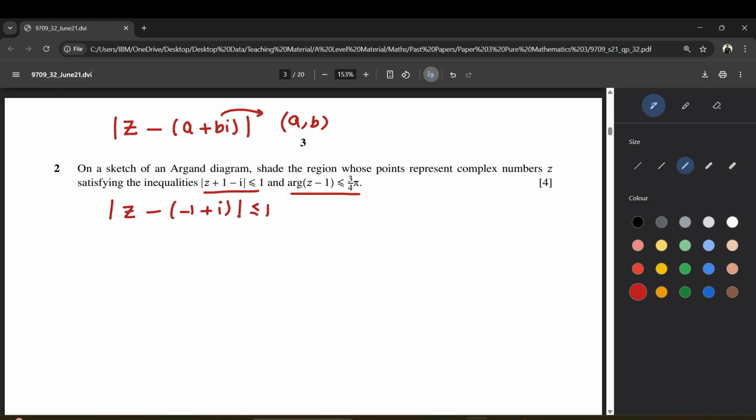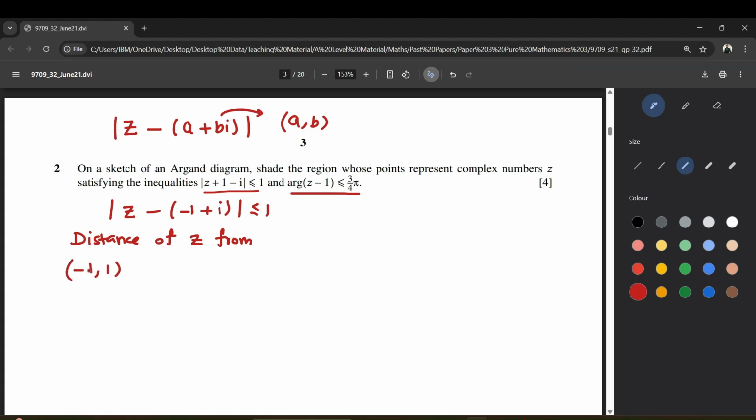Now, what does this mean? You should be able to translate the modulus into words so that you understand what this expression means. This expression means that the distance of z, okay, the modulus basically tells you the length or the distance, right? So, distance of z, negative sign means from, and minus 1 plus i. So, these are the coordinates.